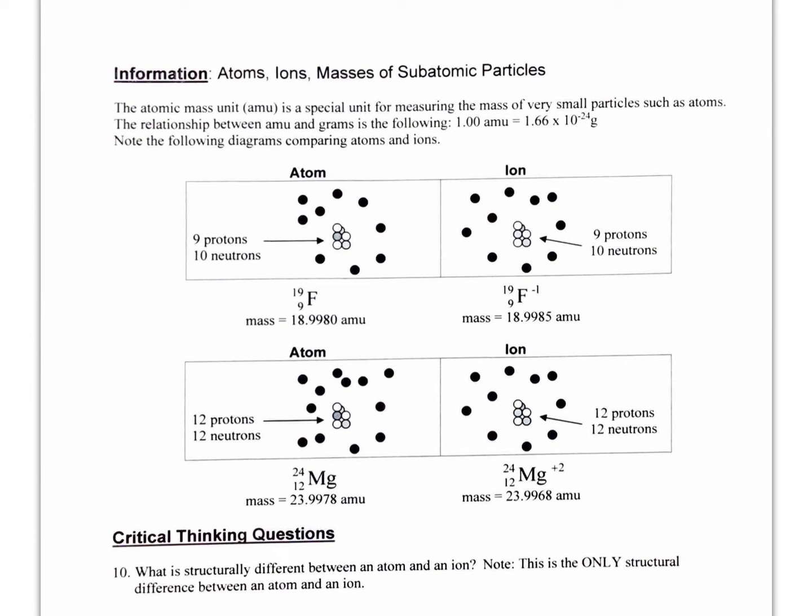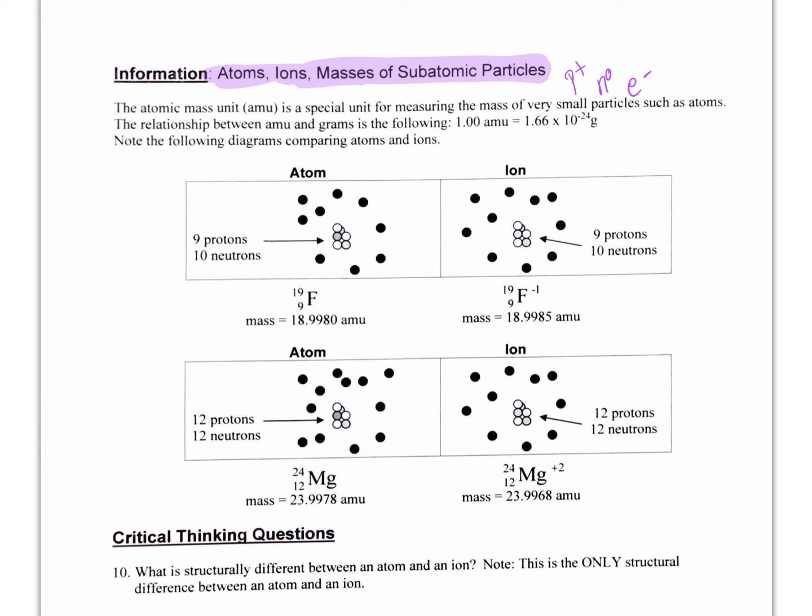Okay, so we have some more information to look at. This information is about atoms, ions, and masses of subatomic particles. So when we talk about subatomic particles, what are we talking about? That would be our protons, neutrons, and electrons.